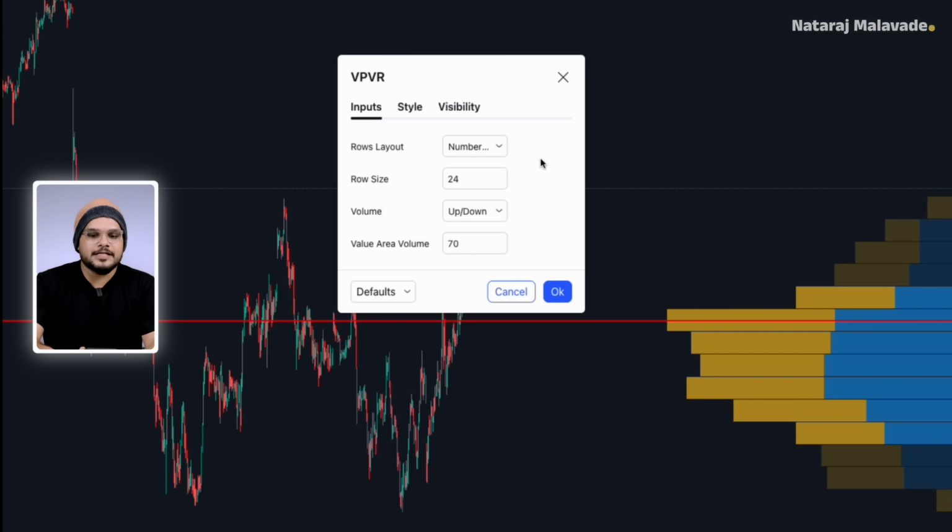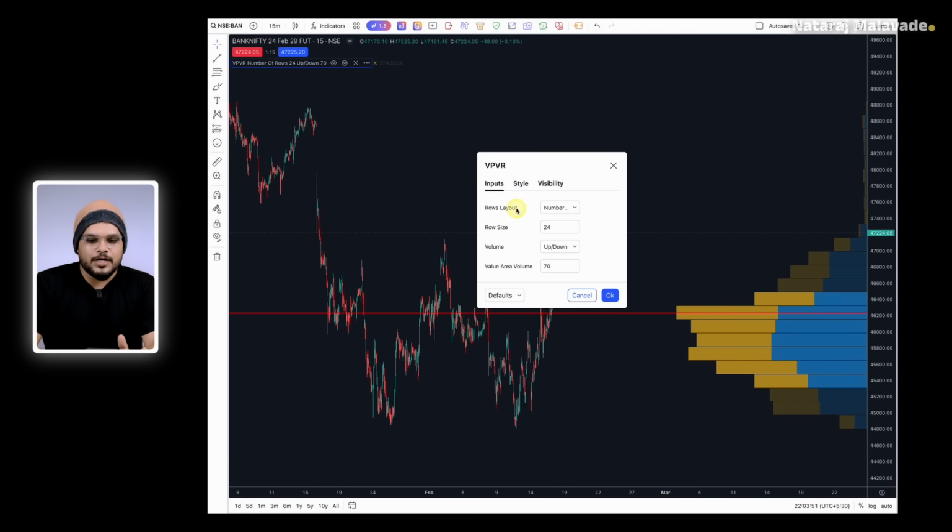So in this case, first let's understand the rows layout. Rows is nothing but the histogram, the bar chart that you are seeing on the chart in the volume profile. That's nothing but the rows. But the question is how you want it to be calculated. That is what this setting is all about.